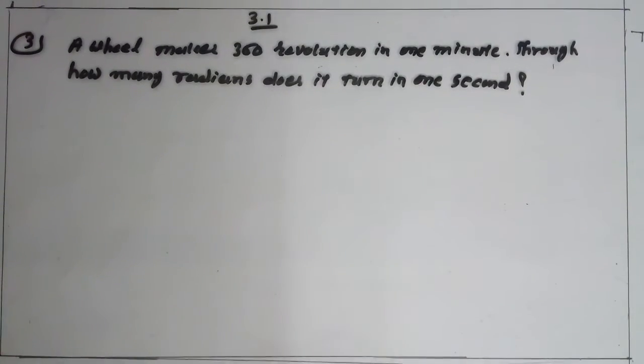Friends, now we solve some more questions of exercise 3.1. Question number 3. A wheel makes 360 revolutions in 1 minute. Through how many radians does it turn in 1 second?